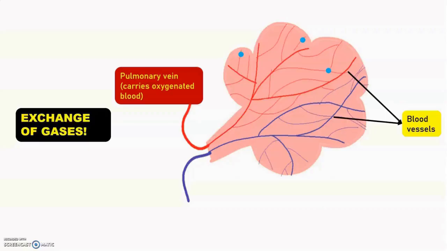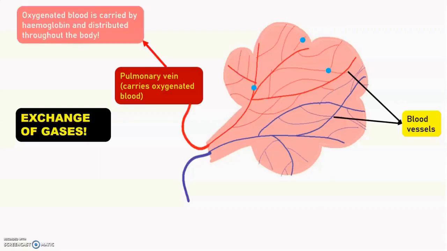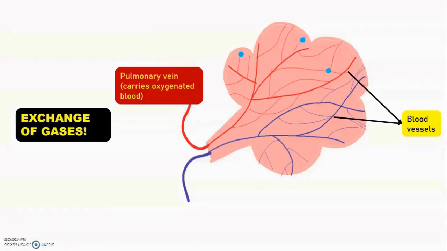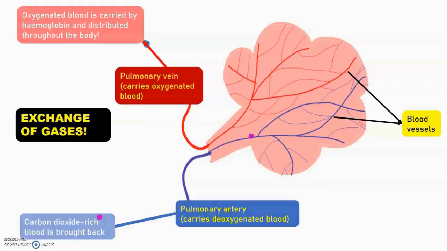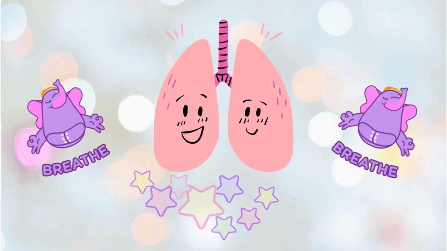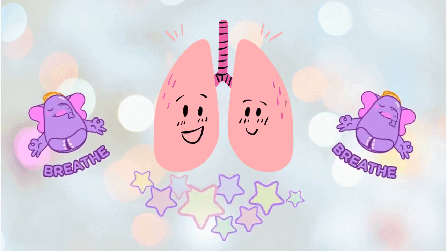The oxygen in the alveolus is taken by the blood in the blood vessels and is then carried to the pulmonary vein. More specifically, it's taken up by hemoglobin, which is present in the red blood cells. The hemoglobin then distributes the oxygen throughout the body and brings back carbon dioxide to the alveolus. The carbon dioxide-rich air is then exhaled out, and one cycle of respiration is complete. So this was all about the process of respiration in the human body.